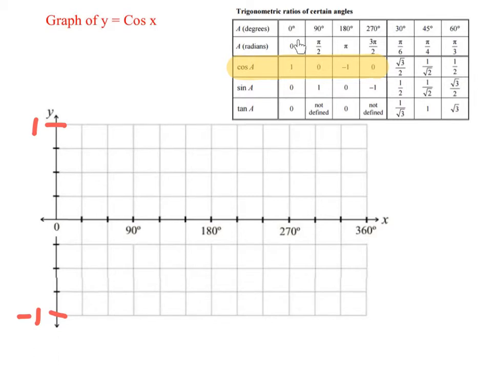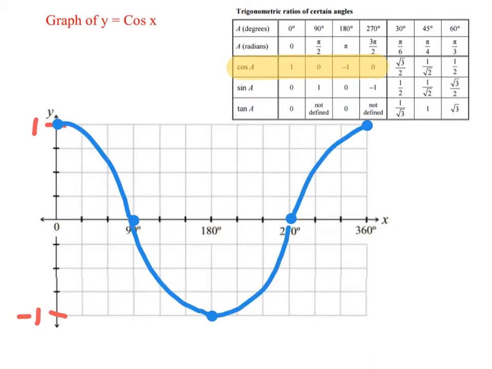So 0 degrees, I go up to 1 on the y-axis. 90 degrees, I go down to 0. 180 degrees, I go down to -1. 270 degrees, I go up to 0. And for 360 degrees, I know that it matches up with 0 degrees in a circle. So I go to 0 degrees, and I see that that matches up with 1. So I go to 360 degrees, and I go up as far as 1 on the y-axis. Now I join together my points with a curve. And now I have the graph of y equals cos of x.